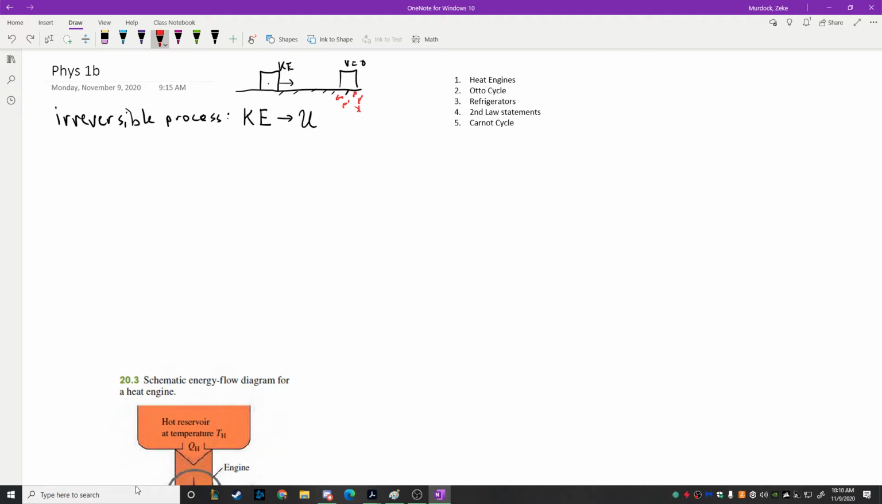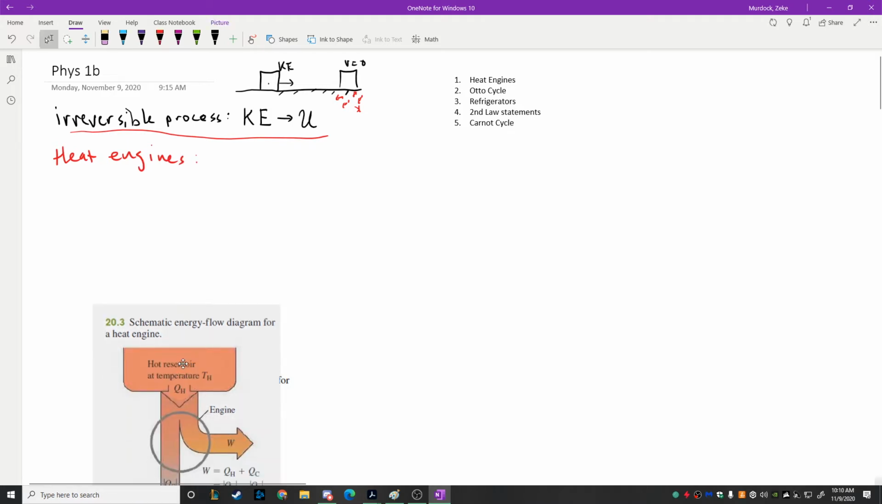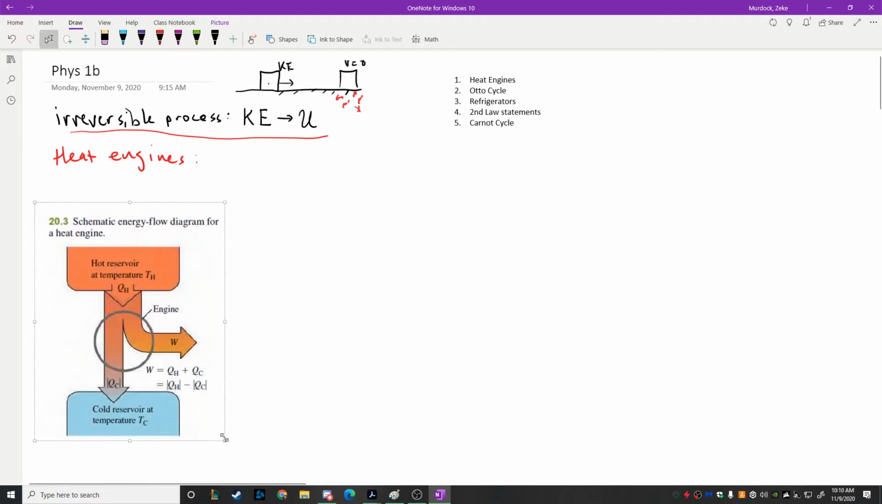So let's talk more about heat engines. Last time we looked at a description of what a heat engine was. We looked at a power plant and how it operates. But we didn't really do any of the math.